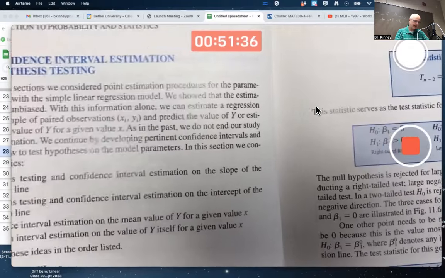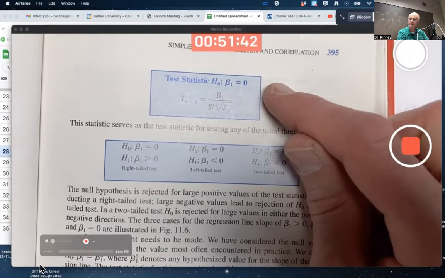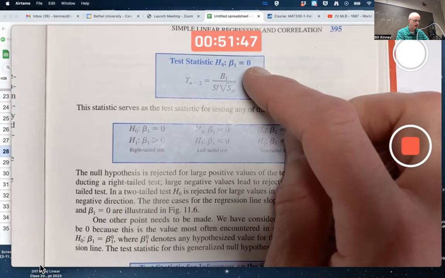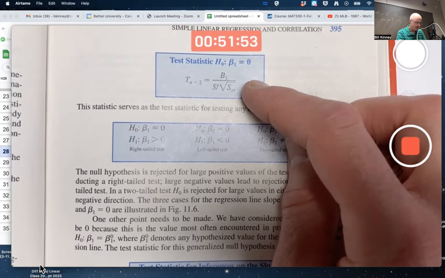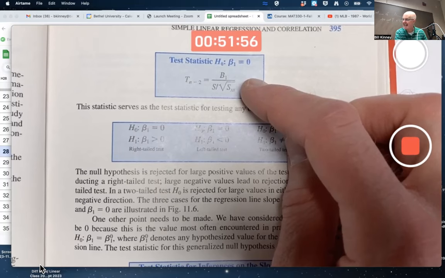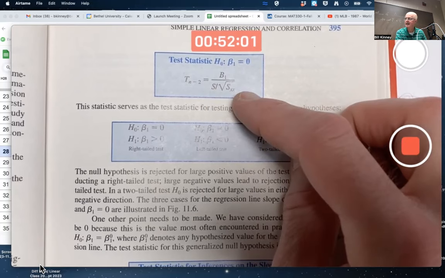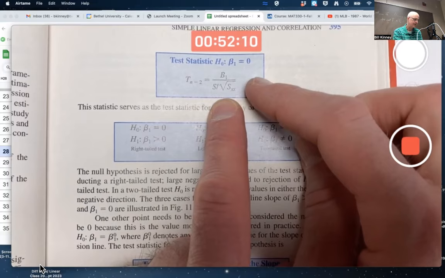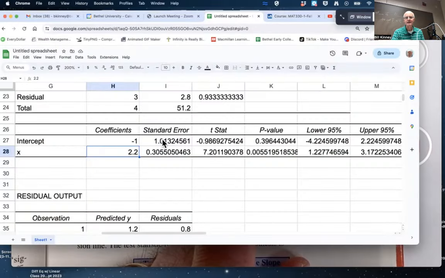In 11.3, you do see the formula for the t-statistic for the test that we did. T with n minus 2 degrees of freedom is B1 divided by this thing, S over square root of SXX, which is what I called SSXX. That fraction in the bottom of this bigger fraction is called the standard error for the slope. It's an estimate for the standard deviation of the sampling distribution of B1. It's estimated in this case by that number right there.